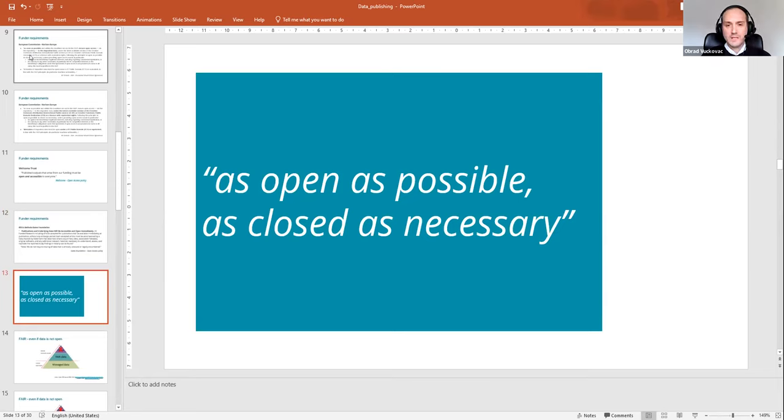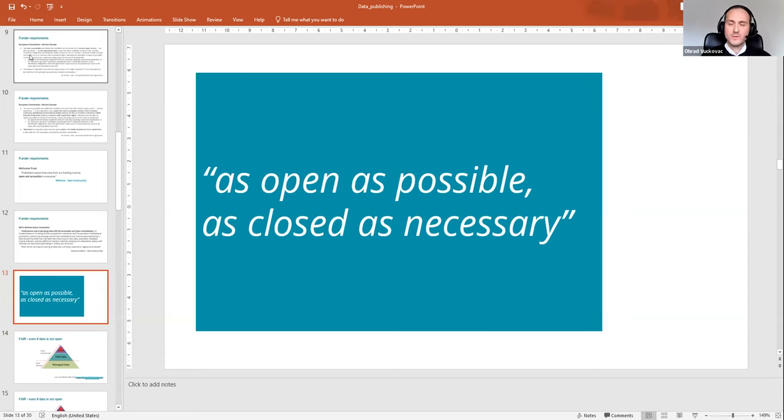And this line is very often used: as open as possible, as closed as necessary. And this is probably the line where you can start all your trainings about open data, particularly, and even data sharing as well. That means that data that contain sensitive information or have some other ethical or legal issues, it is advisable and justifiable to keep it closed as long as it is, of course, necessary. Of course, all the open data can.